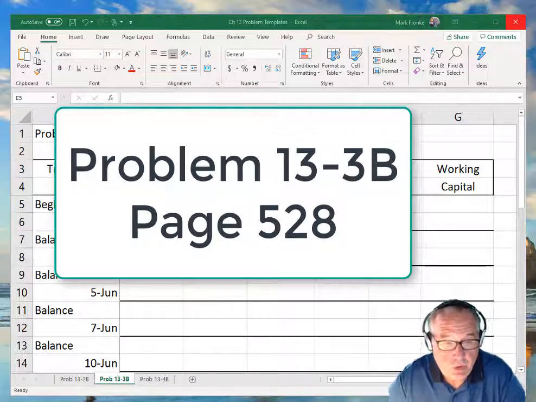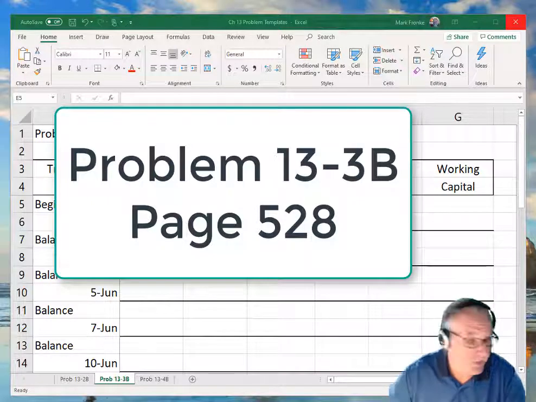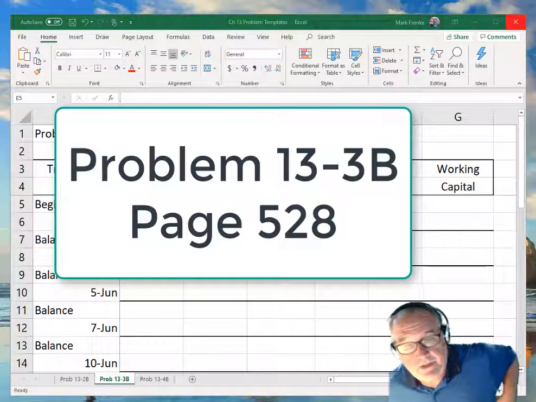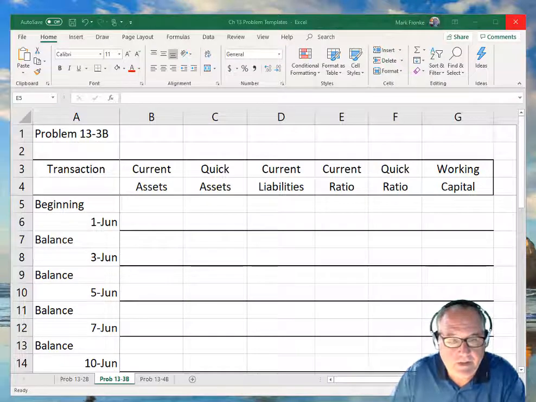Today I'm going to prepare a solution to problem 13-3B in Excel. This problem is in your textbook. It's listed on the syllabus. So let's get started.